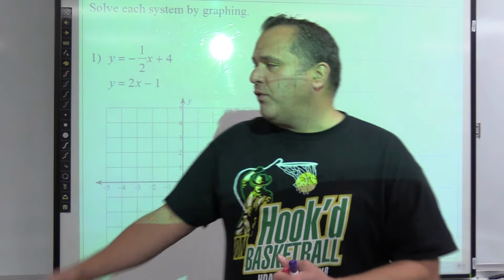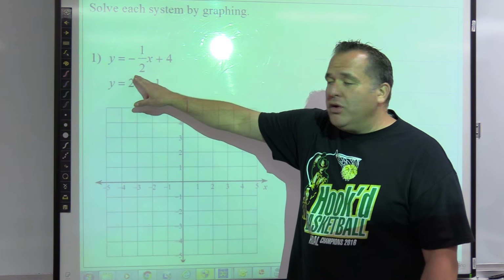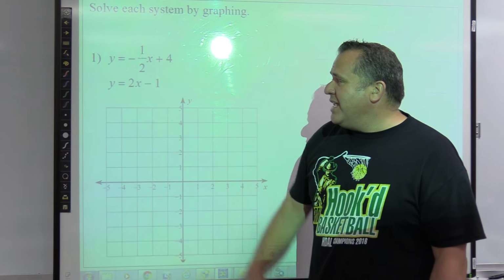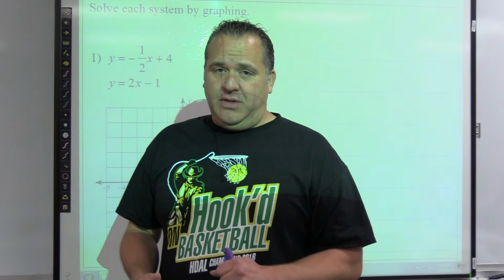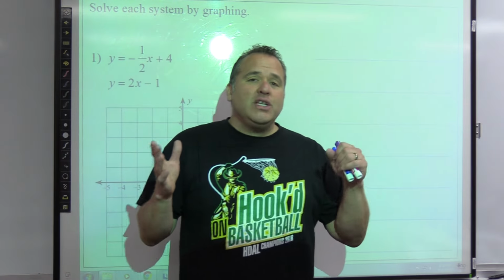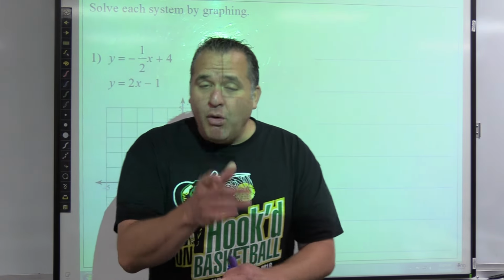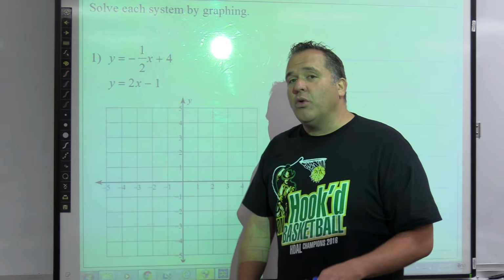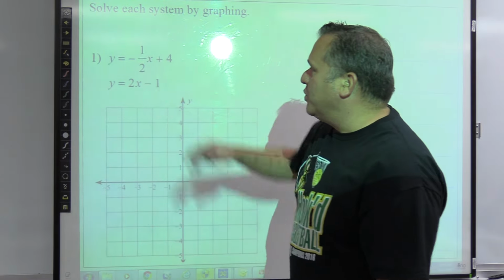If we take a look at this first one, we've got y equals negative 1 over 2x plus 4, and the second equation is y equals 2x minus 1. So we're going to graph these and see where the two lines intersect, where they meet. That point at which the two lines meet is going to be the solution to our system. All right, so let's get started. Let's take a look at the first one.